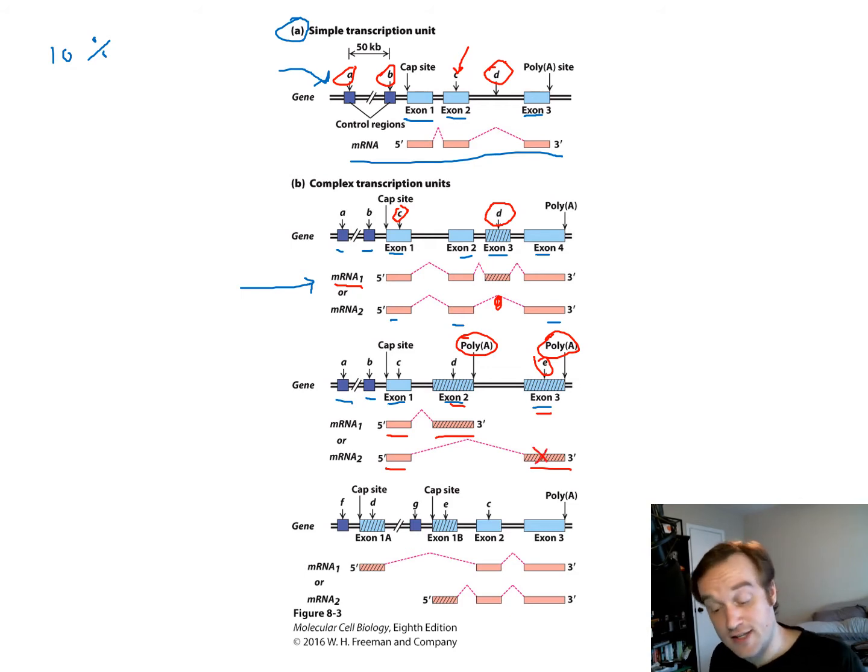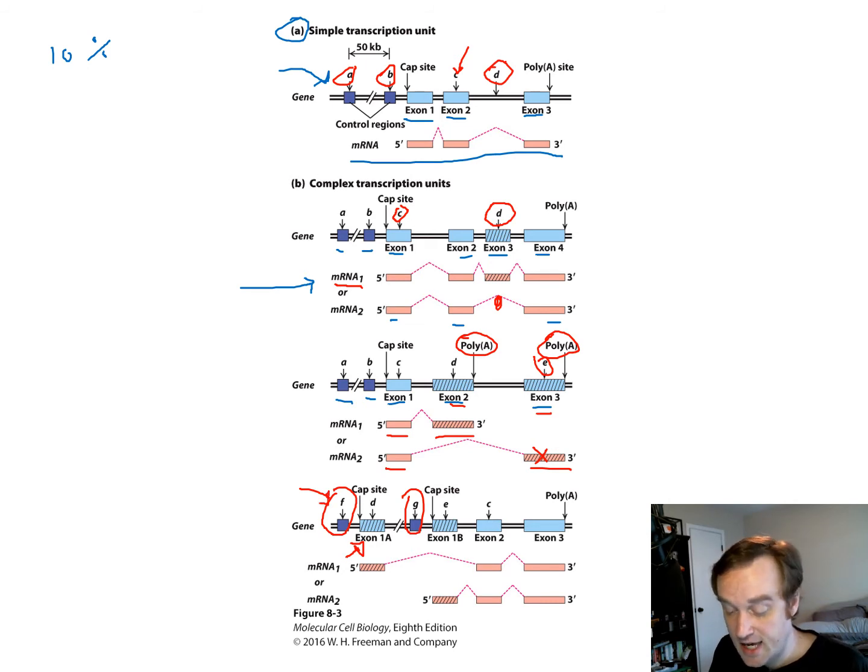Along that same line of thinking, in our last example here, we can have genes that have multiple cap sites. In this example, we have these control regions. Each cap site has its own control region, right? Exon 1A, the first option for the starting exon, has its regulatory region, its own promoter, F.